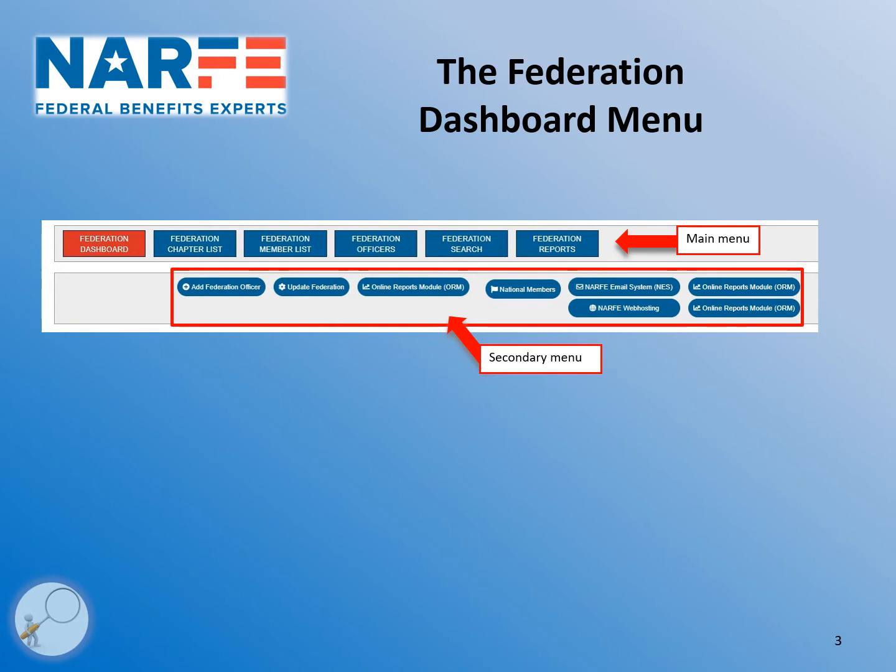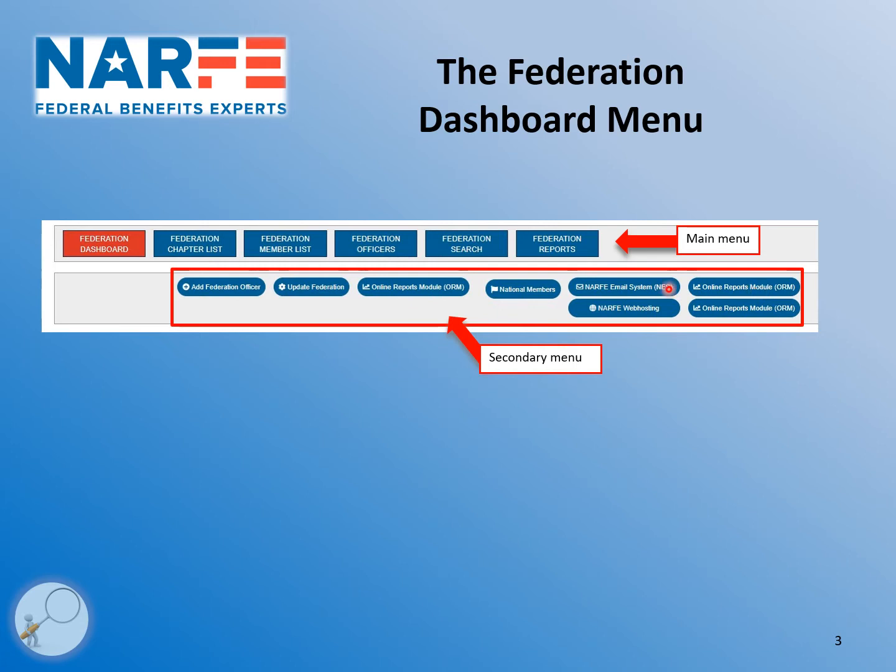Once you are logged in, go to the main NARFE menu at the top of the page and select Officer Portal. This will take you to the Federation dashboard. The Federation dashboard has two menus. The main menu, which consists of 6 buttons, and a secondary menu that consists of 6 buttons plus 2 hold buttons for future functions.